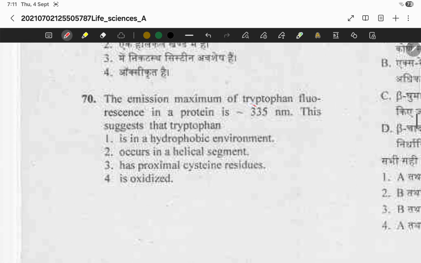The emission maximum of tryptophan fluorescence in the protein is 335 nm. This suggests that the tryptophan is hydrophobic... How would I know? I don't know.